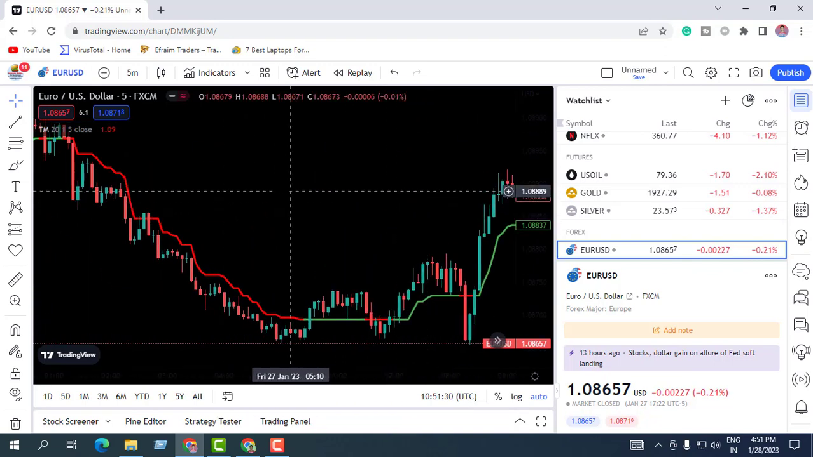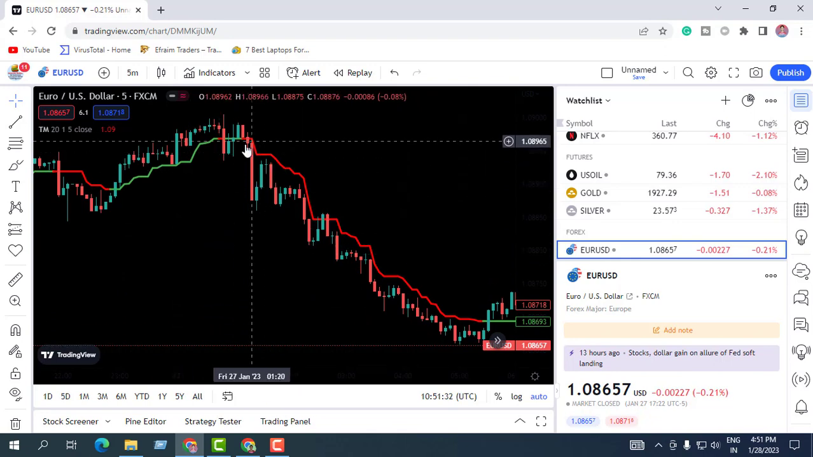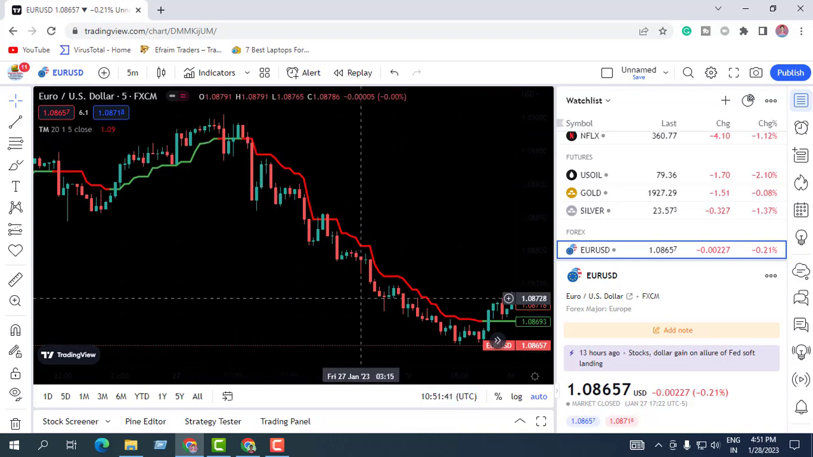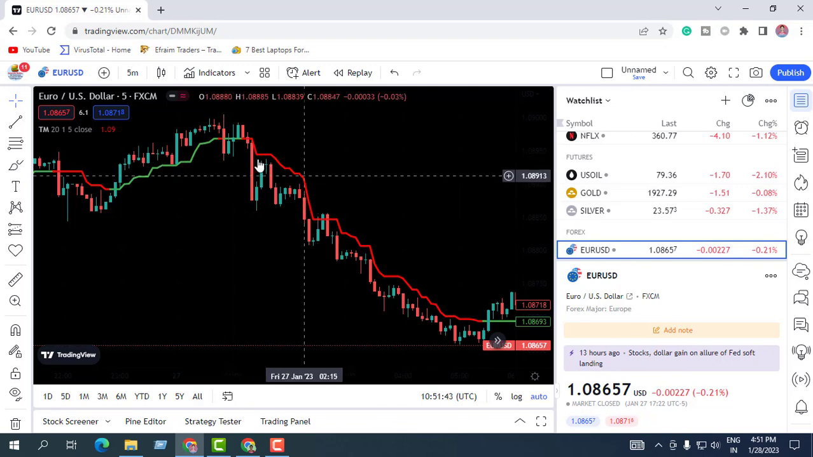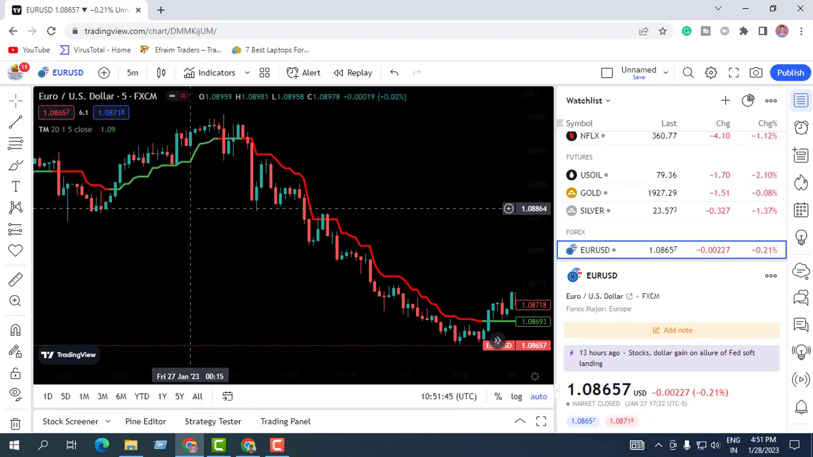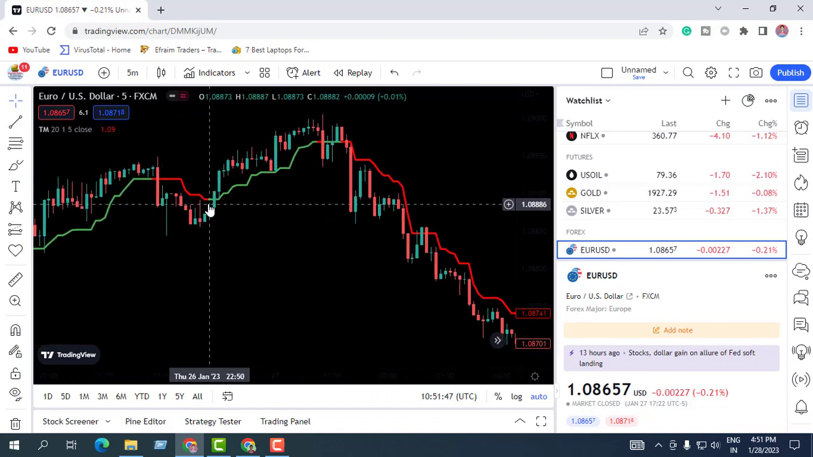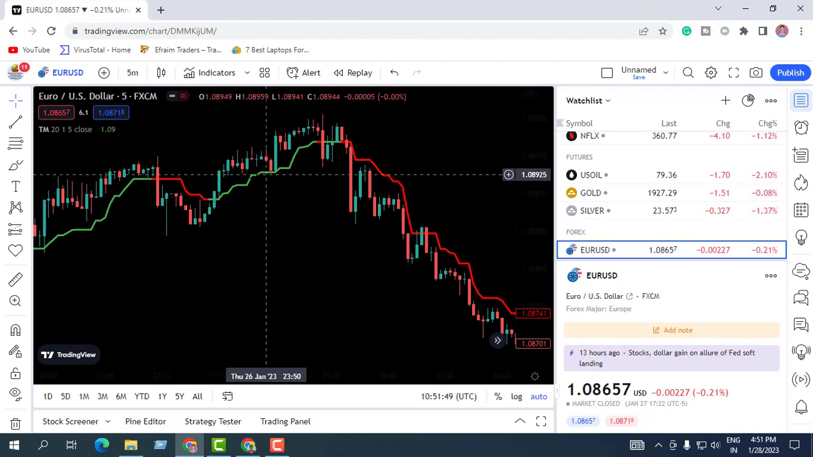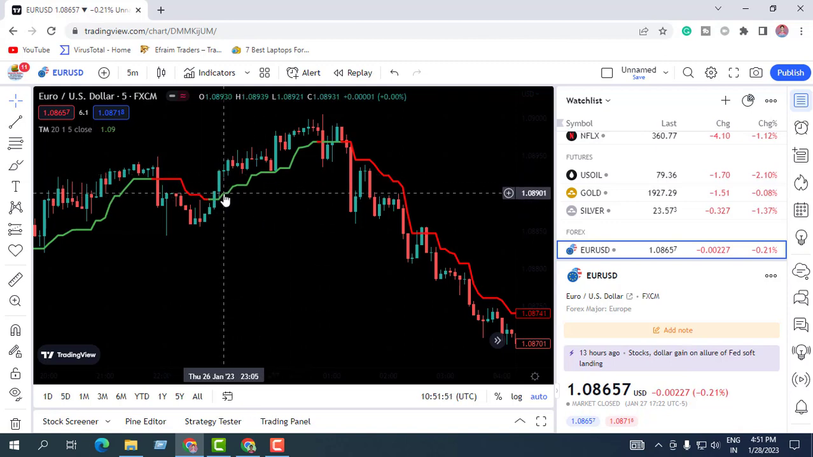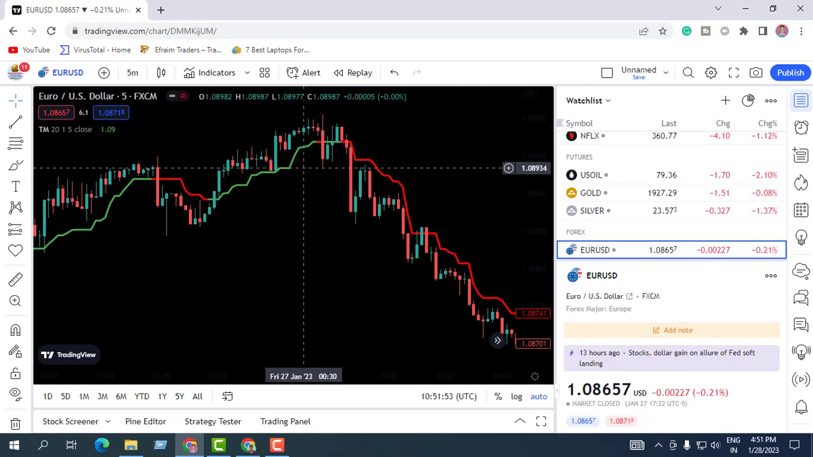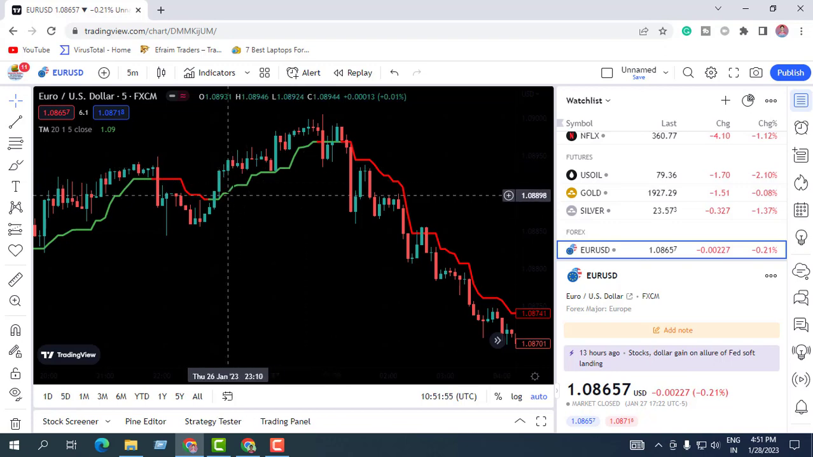The strategy is when the trend line turns red, you can go on sellers and the market is going down. And when the trend line color is green, you can trade on buyers and the market is going up.